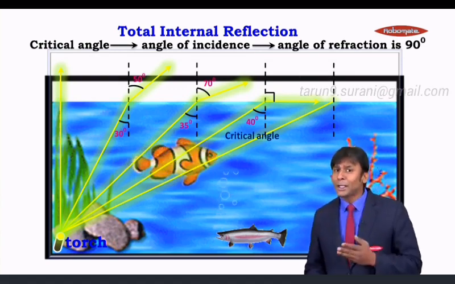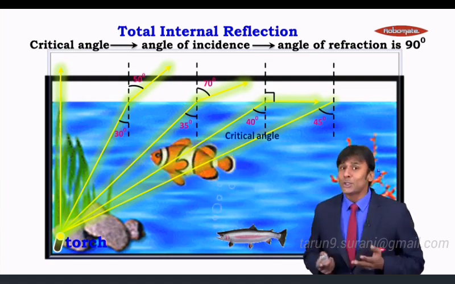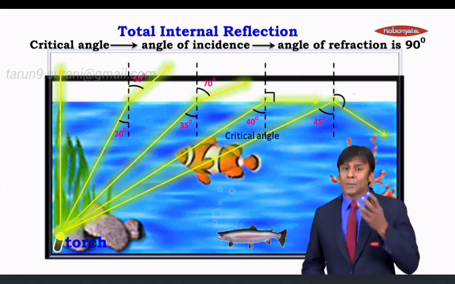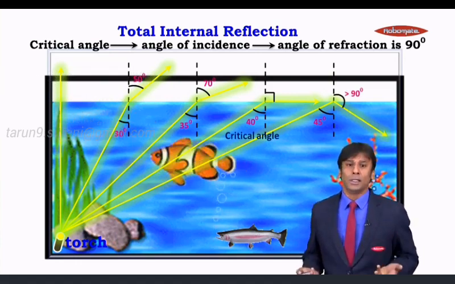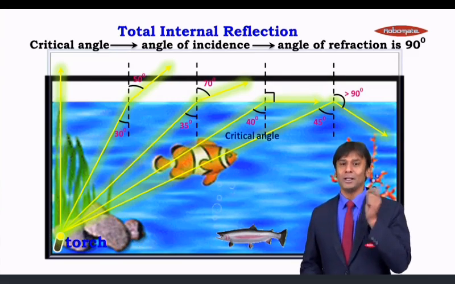Now the light is hitting the interface at an angle greater than the critical angle. Already it is 90. So what will happen? The light will come back into the same medium. And when light is coming back into the same medium, then it is reflection. And therefore this is called total internal reflection.